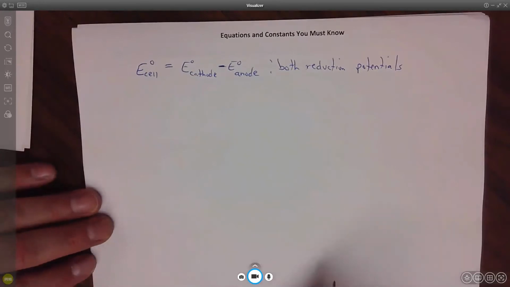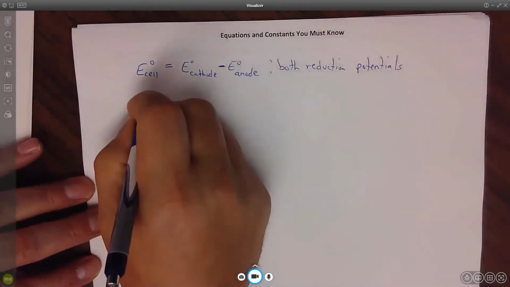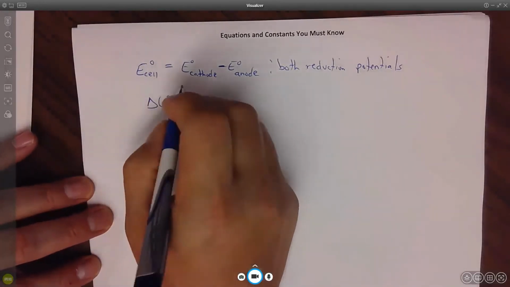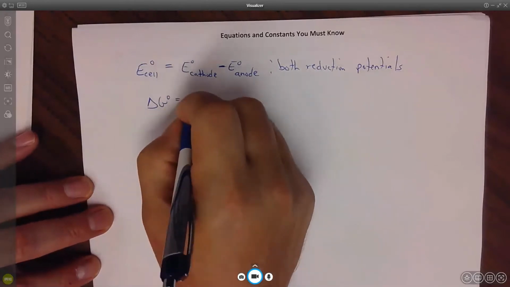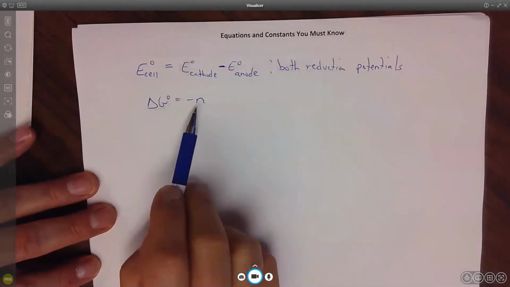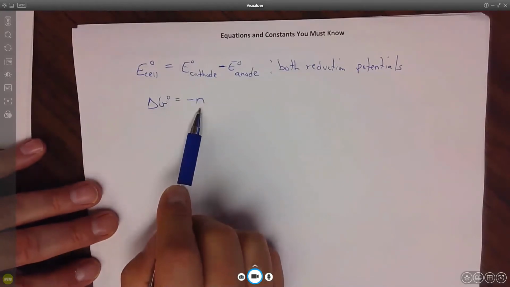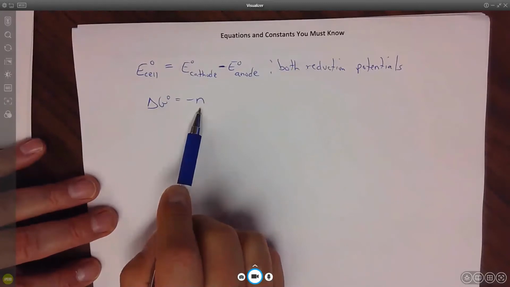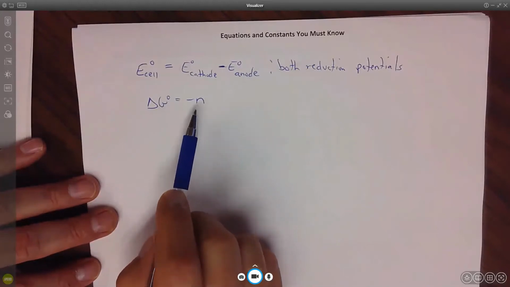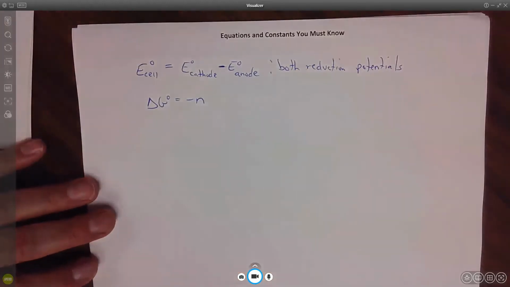Then we're going to start relating things like free energy to our cell potentials. So free energy is going to be equal to N, and this N is going to be the number of moles of electrons transferred in the redox reaction. Again, that's going to be the moles of electrons when we're balanced in a chemical reaction that cancel. So N is going to be the number of moles of electrons.